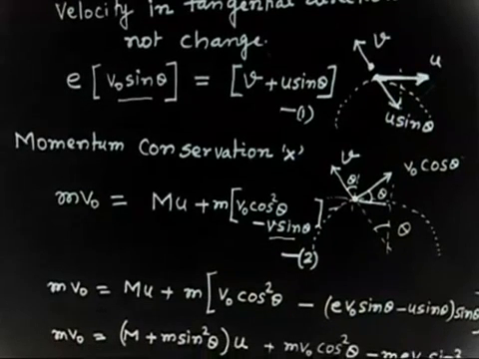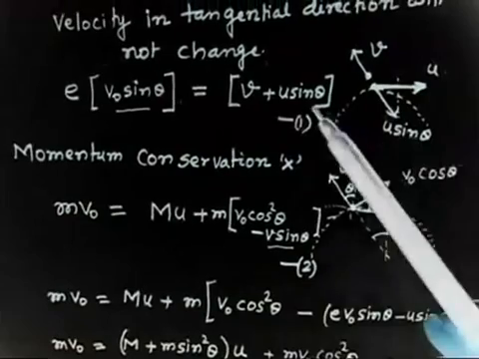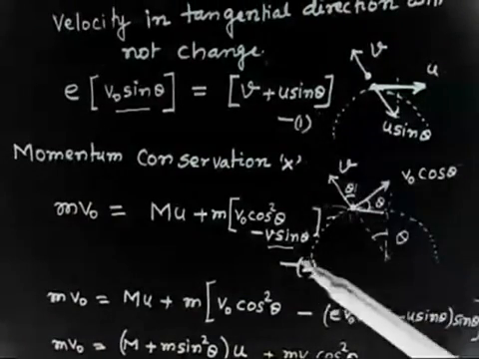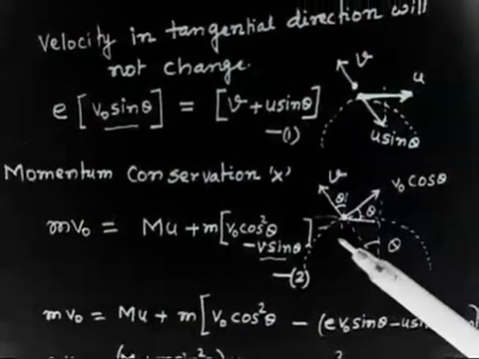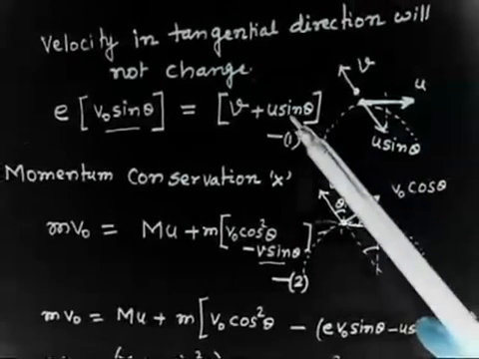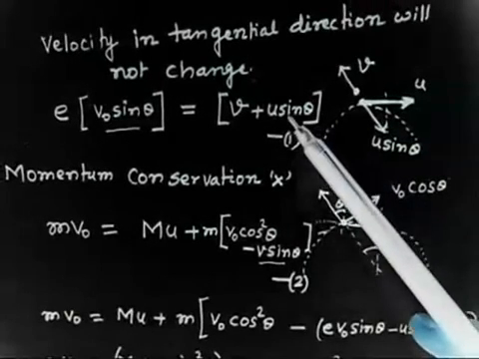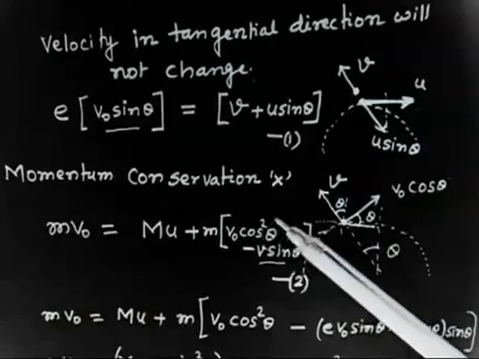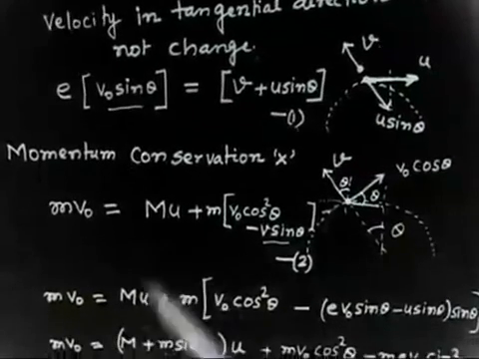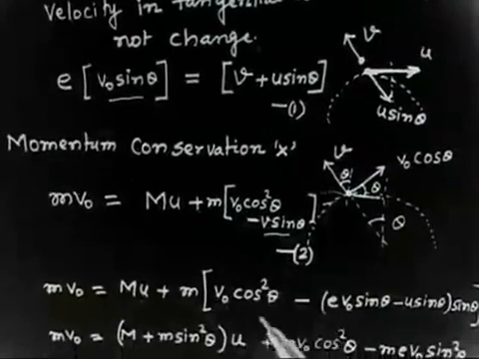Now the next part is nothing, just solving the equation. I have two equations, 1 and 2. I can solve for u and v. So let us solve for u. From this equation I can find the value of v and plug it in this equation. So equation 2 I can write m v naught is equal to m u plus m v naught cos square theta.